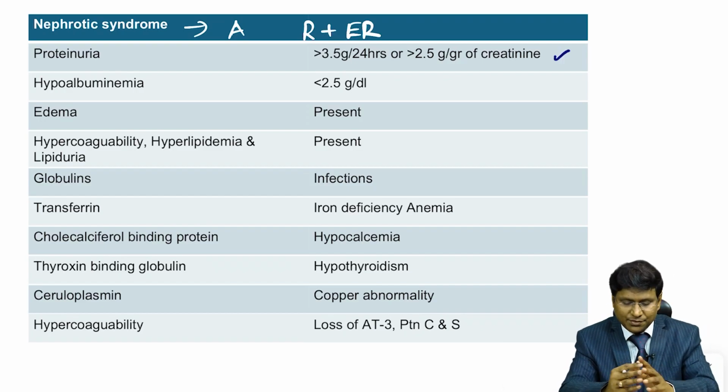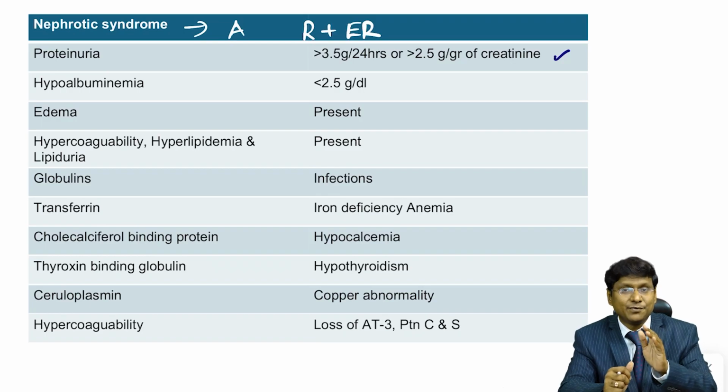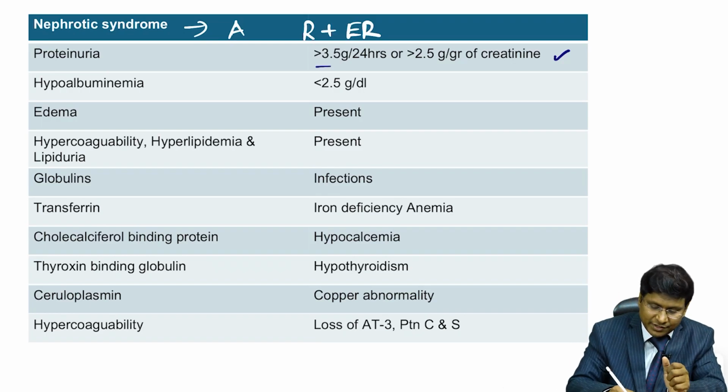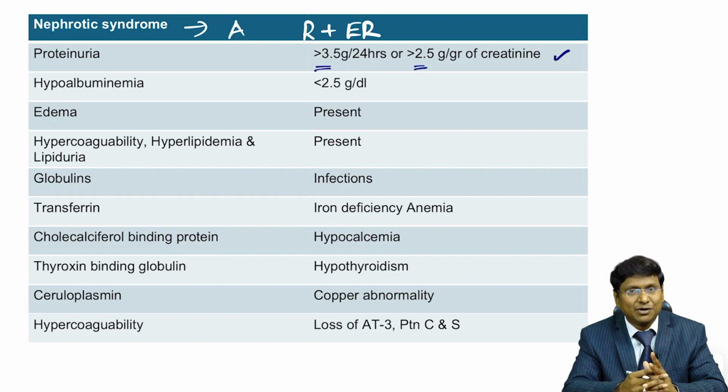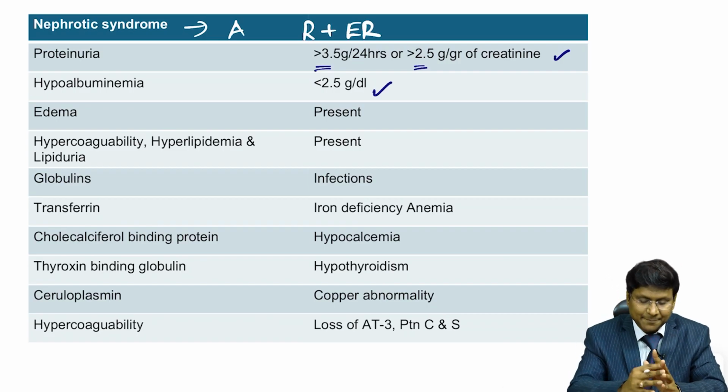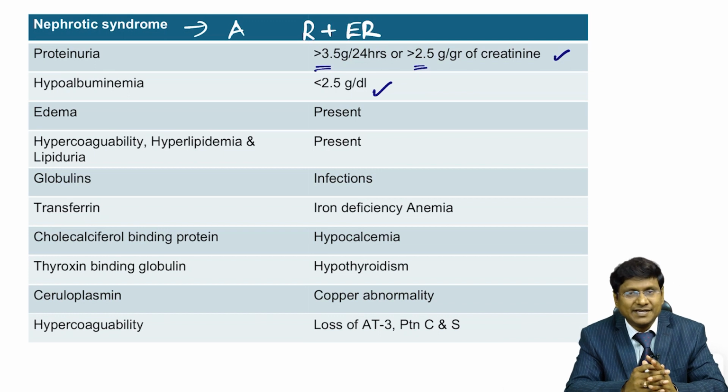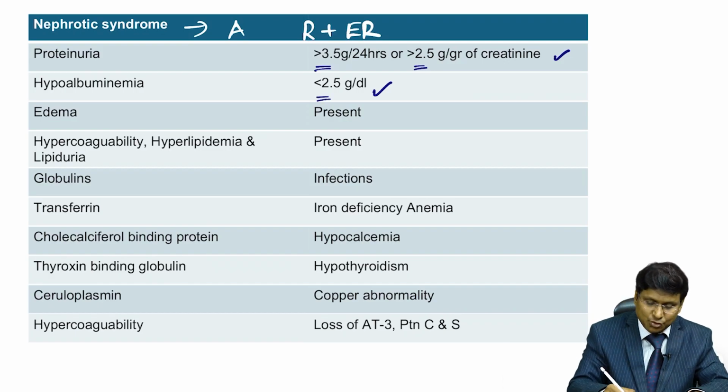Now, the proteinuria, if you take the quantity of proteins excreted, is more than 3.5 grams per 24 hours, or we describe it as more than 2.5 gram per gram of creatinine. And the predominant protein being excreted is albumin. So the albumin level will be less than 2.5 grams per deciliter in the plasma, because the normal albumin level is 3.5 to 5 grams per deciliter, and because of the albuminuria, the albumin levels will drop to less than 2.5.